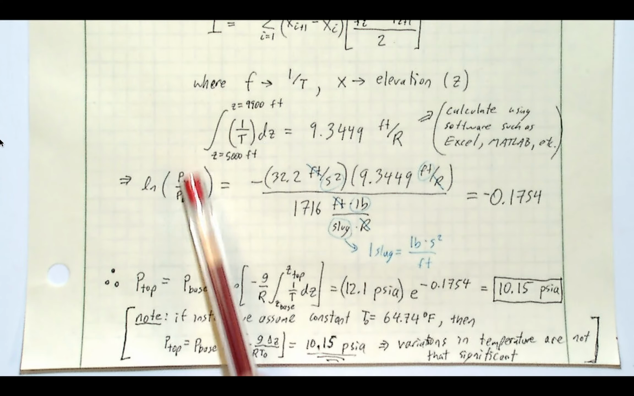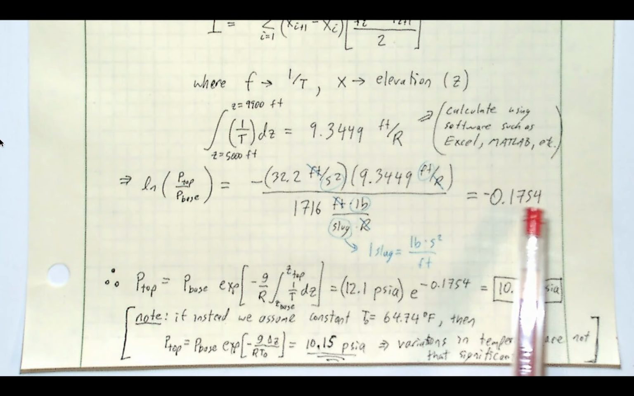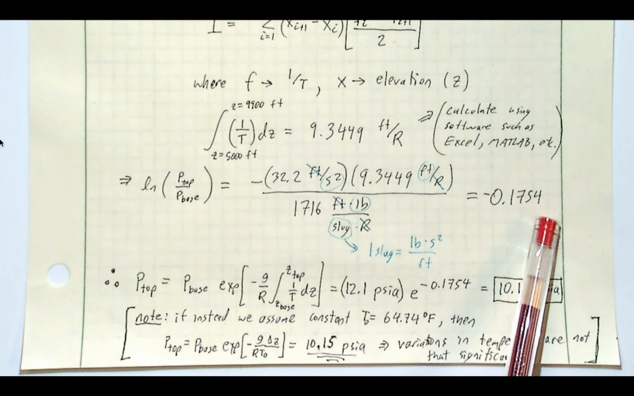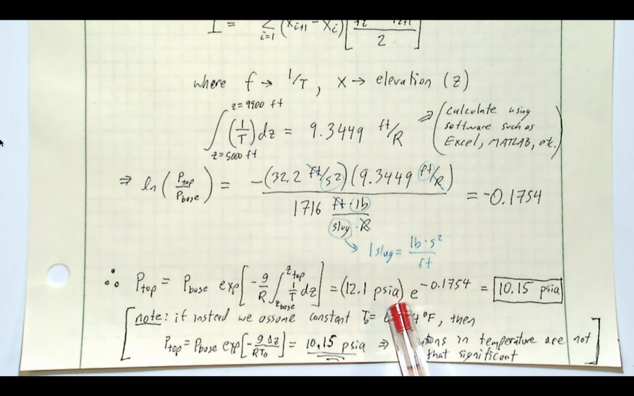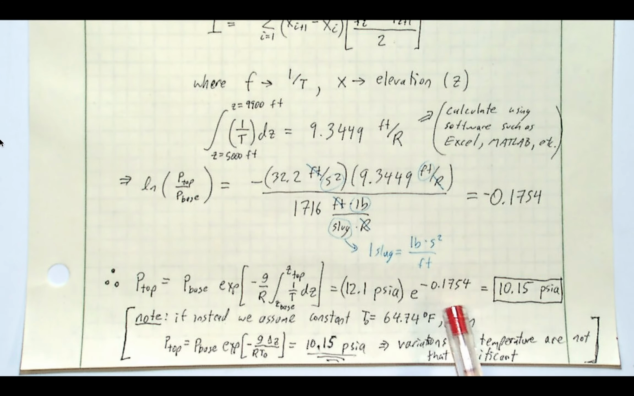So the log of the ratio between the pressure at the top and the bottom is minus 0.1754. Take the exponential of this number to get rid of the log, and multiply by the base pressure, which is 12.1 absolute psi. Again, taking the exponential of this dimensionless number, we're left with 10.15 absolute psi. So that's the pressure at the top. The pressure at the bottom is 12.1.